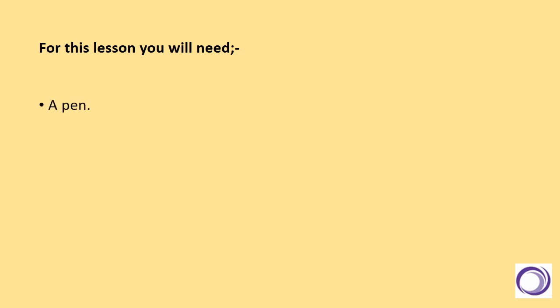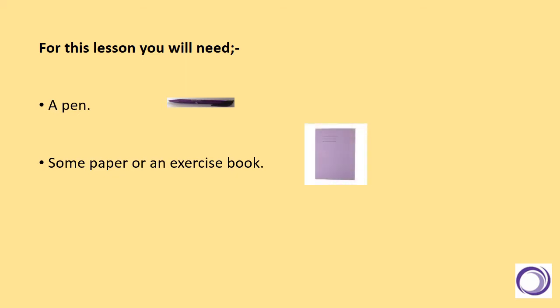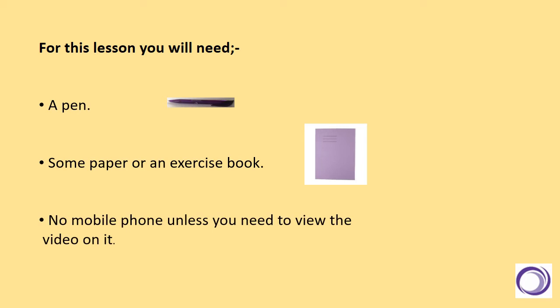So for the lesson you're going to need a pen, paper or an exercise book. There's some quite important notes that you need to make, probably one side of A4. Unless you're needing to watch this video on your mobile phone, get it out of the way, get it on silent, and avoid all the distractions that you can.